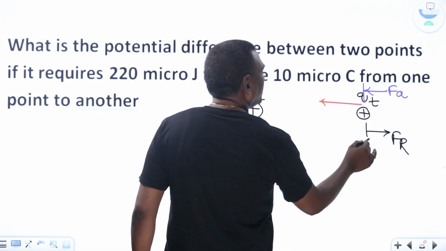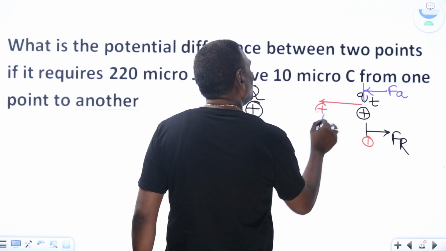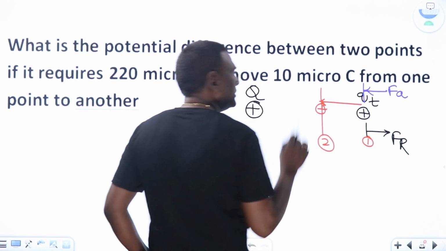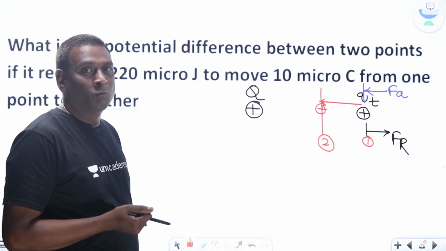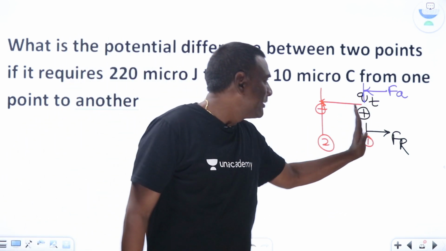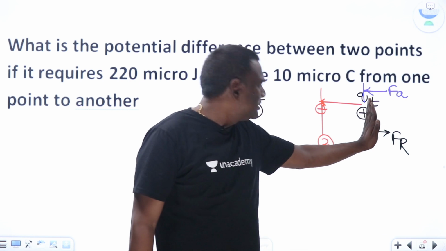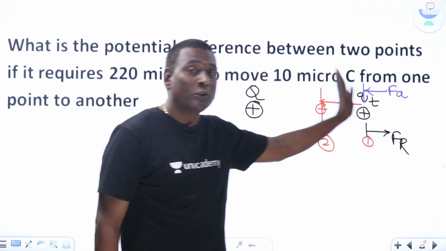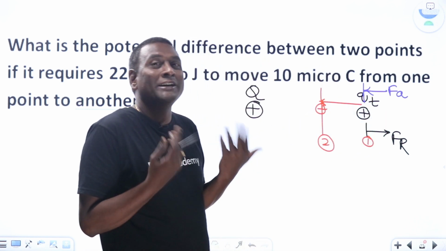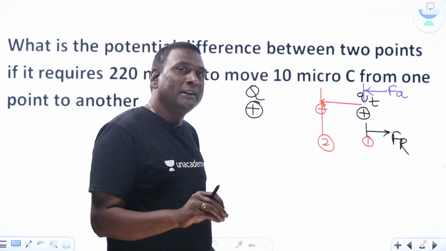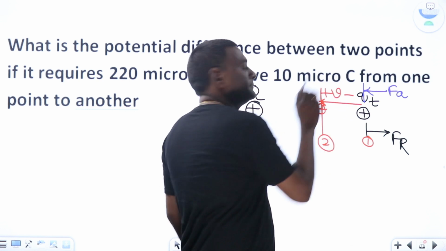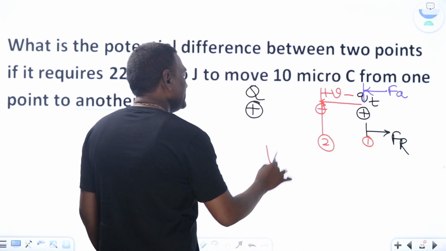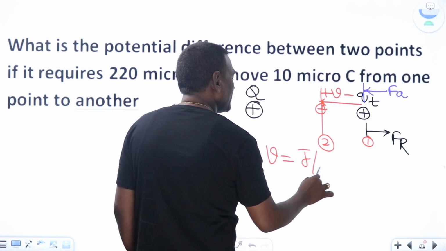Now, if I want to move the test charge from position 1 to position 2, do I have to expend energy or not? Yes. We have to expend energy, then only will I be able to move it, because an opposite force is there. Beyond the opposite force, we have to move our charge from here to here. For that, we have to expend energy. That expended energy per coulomb of charge is nothing but voltage. So what is voltage here? Expended energy per coulomb of charge.